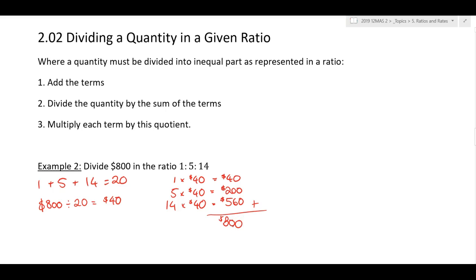So my $800 divided in that ratio is $40 to $200 to $560. Okay, now that's not a simple ratio. Of course it's not. We've done the opposite of simplifying here. We've complicated it, I suppose. But anyway, that's how we divide a quantity in a given ratio.